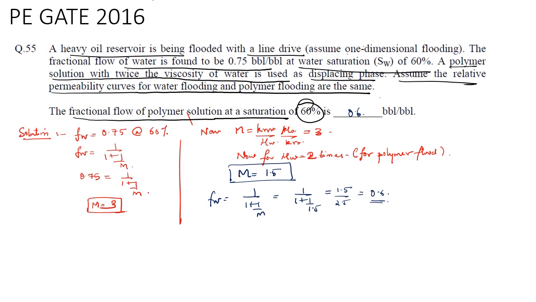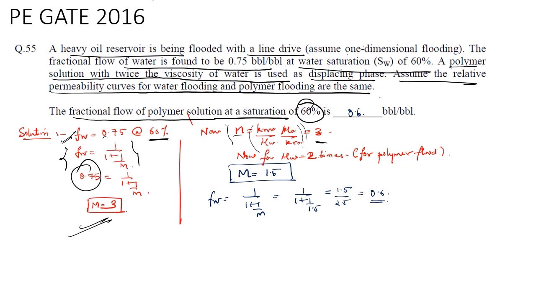Again, a very simple question. We know that the fractional flow of water is 0.75 at 60% water saturation, and the fractional flow of water can be written as 1 upon 1 plus 1 upon M. On placing 0.75, I will get the mobility ratio as 3. Now we know the mobility ratio is the ratio of the displacing phase mobility to the displaced phase mobility, and the mobility ratio can be written as this.